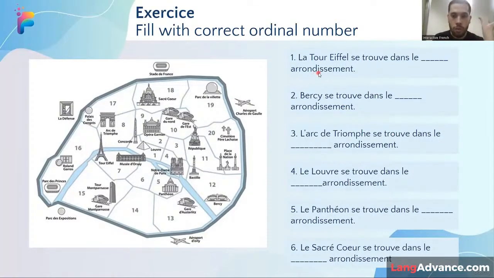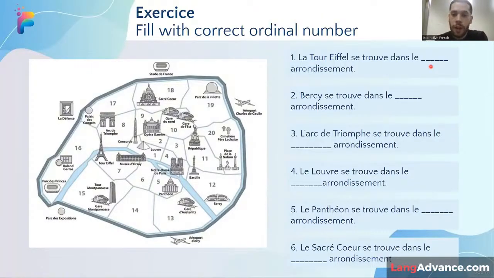Arrondissement, yeah, the district of Paris. So we have here la Tour Eiffel, the Eiffel Tower, se trouve, so is found, dans le, and this is what we have to fill in, okay? We have to find the arrondissement where it is located, and then you can say se trouve dans le premier, le deuxième, le troisième, le septième arrondissement, wherever you can find it on the map. Okay, so that's what you're gonna have to do.